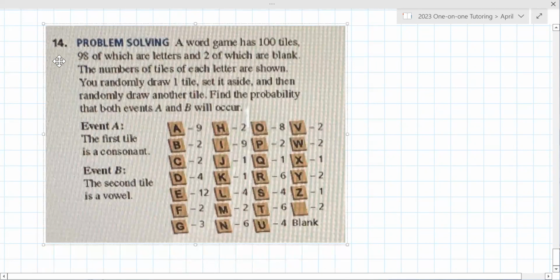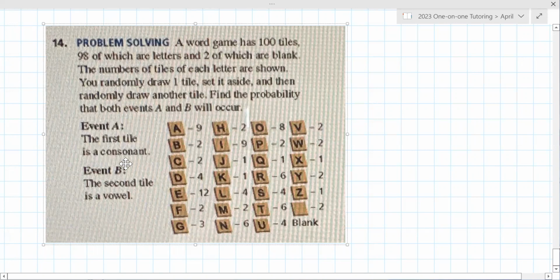A word game has 100 tiles, 98 of which are letters and 2 of which are blank. Okay. So they're showing you here there's 9 A's and 2 B's and so on. The number of tiles in each letter is shown. You randomly draw one tile, set it aside, and then randomly draw another tile. Find the probability that both events A and B will occur. So event A, the first tile is a consonant.